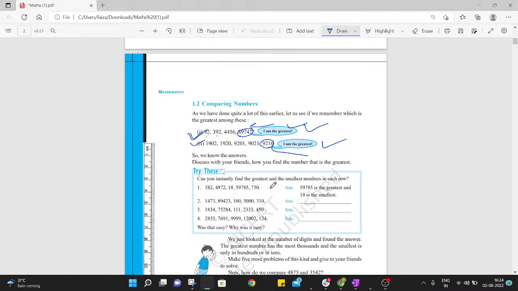Can you instantly find the greatest and the smallest numbers in each row? Now you have to pay a lot of attention here. We have to instantly find. Instantly means we don't just write the numbers, observe, and then tell the answer. We have to instantly say. Instantly means I will just give you 10 seconds to tell me which number is the greatest. In the first one, it is already done. The answer is already written there: 59,785 is the greatest and 18 is the smallest.